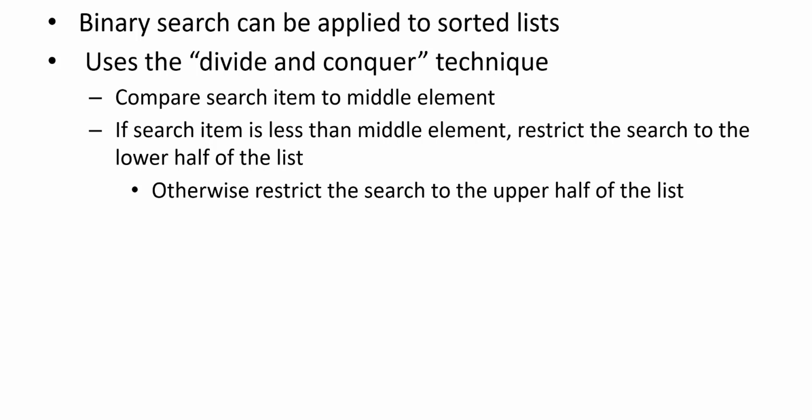So the binary search algorithm uses the divide and conquer technique, meaning that first, the search item is compared with the middle element of the list. If the search item is less than the middle element of the list, we restrict the search then to the first half of the list. Otherwise, we search the second half of the list.